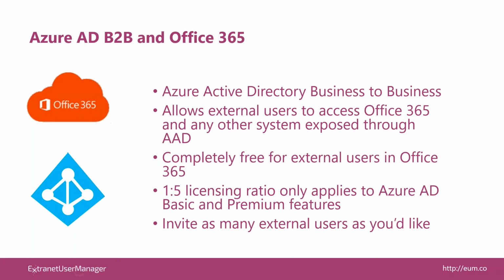The Microsoft AD team talks about this 1-to-5 licensing ratio. What that means is that, let's say you have an Azure AD premium license for 100 people in your organization, and you want to provide those premium features to external users. You can actually do that in a 1-to-5 ratio. So in that example where you've got 100 staff licenses, you can actually extend that and invite in 500 external users, and they can use all those same premium features.